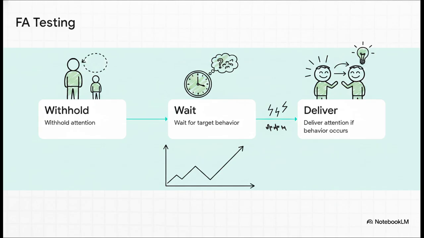Let's look at this specific example where we're testing for an attention function. Step 1, you withhold attention. Step 2, you wait for the target behavior to happen, like screaming, for instance. Step 3, if the screaming happens, you immediately deliver attention. If the screaming happens a whole lot during this specific condition, boom, you've successfully demonstrated that the behavior is maintained by attention. It's a highly controlled test.